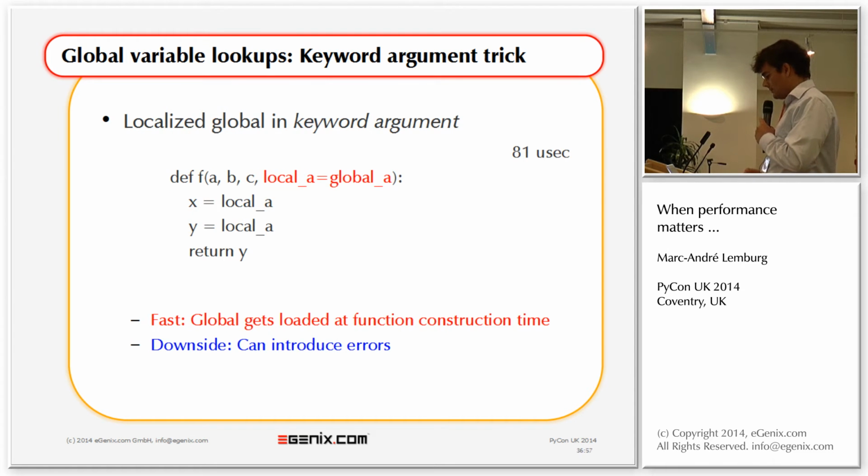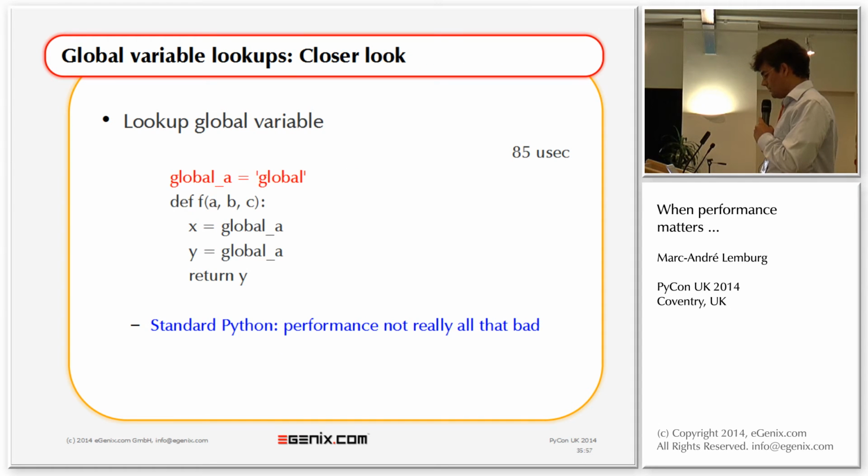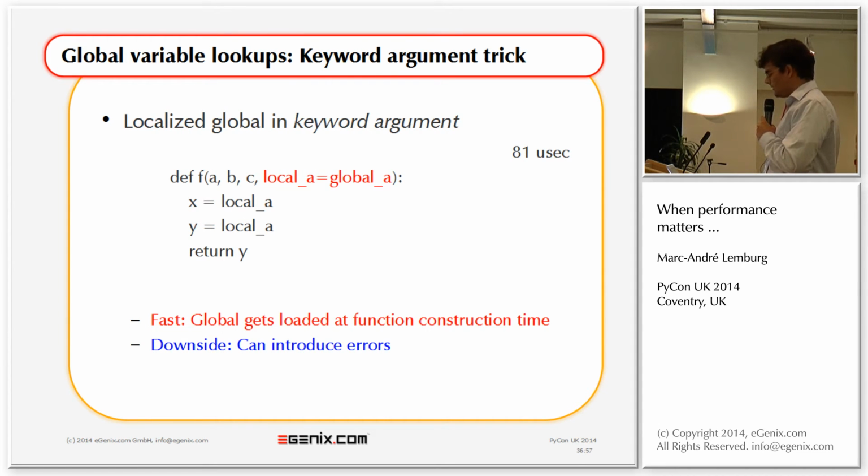Then there's a trick that some people use. They put the global into a local variable by adding it to a function as keyword argument default. How many of you know that trick? Few. Well, as you can see, it doesn't make much difference. You had 81 microseconds here, and in this one it's 85 microseconds. The downside here is that even though it runs a bit faster, it can also create bugs in your application, because people can actually pass in that argument to your function, and then of course your function won't work anymore.